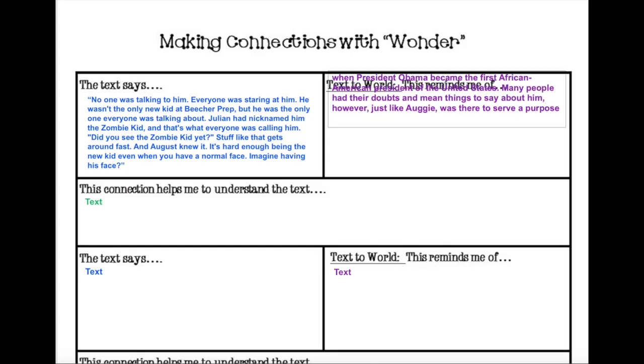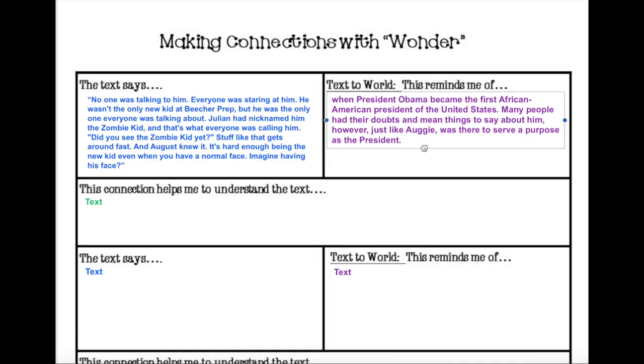So in Augie's case, he was there at Beecher Prep to be a student, and in Obama's case, he was there to serve a purpose as the president. That was his job. So both of them were in a place that made them uncomfortable, and people had lots of stuff to say about them, but they were both there to serve a primary purpose.